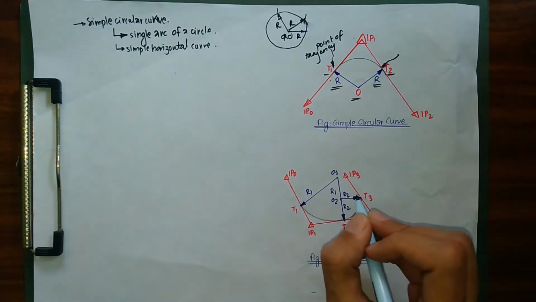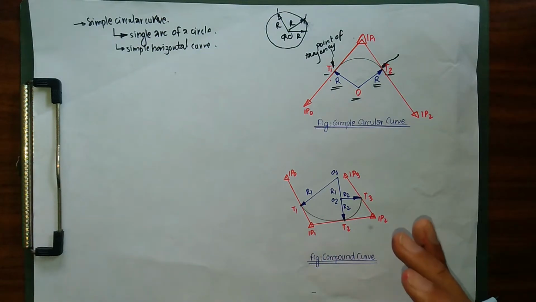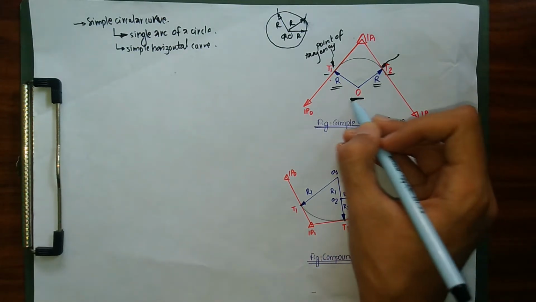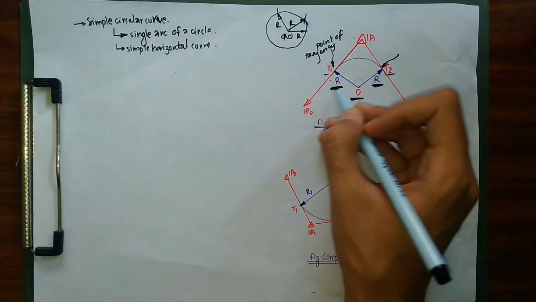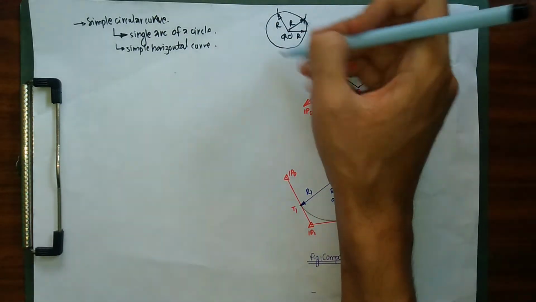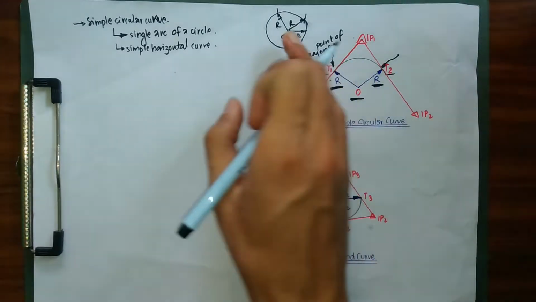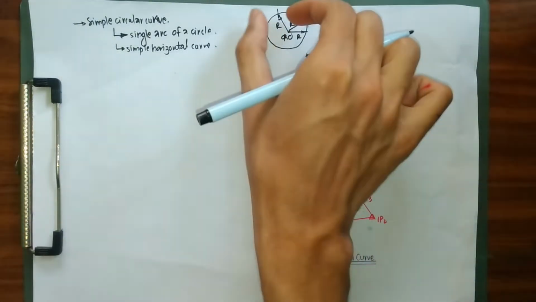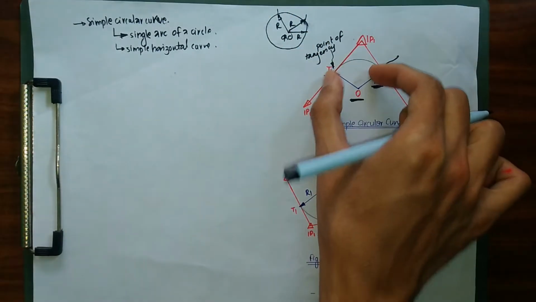So simply to describe our simple circular curve, it has a center O and a radius R, and it is simply a part of a big circle. We have a big circle of center O and radius R, and we have just taken a smaller portion of it and kept it over here.